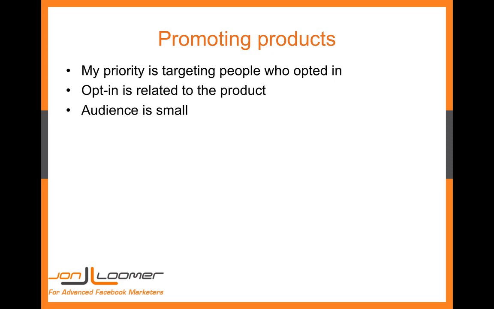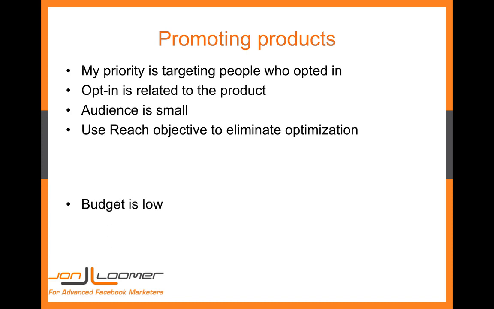And in that case, the audience is going to be small. So it's going to be a few thousand people. And I use a reach objective in that case, so I can eliminate optimization. I want to reach all those people who registered for that webinar. And my budget then is really, really low. And that's okay, because it's highly effective and efficient.